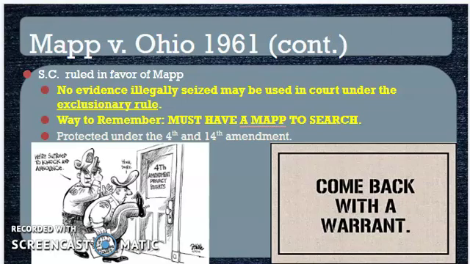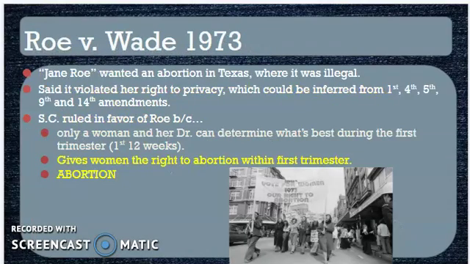Next is the ever infamous Roe versus Wade. So Roe versus Wade happened in 1973. Jane Roe, who obviously that's not her real name, wanted an abortion in Texas where it was illegal. She said this violated her right to privacy, which she inferred from the First, Fourth, Fifth, Ninth, and 14th Amendments.